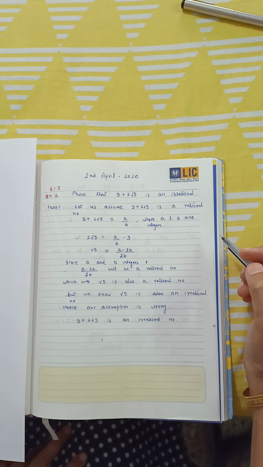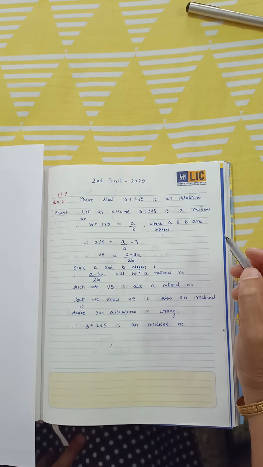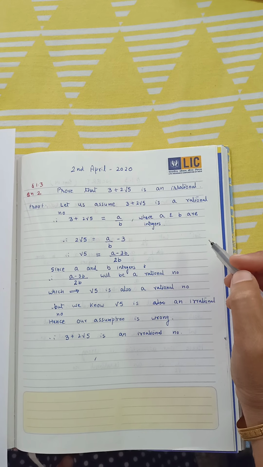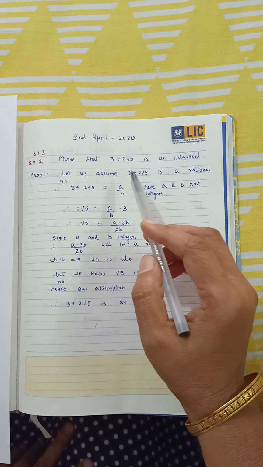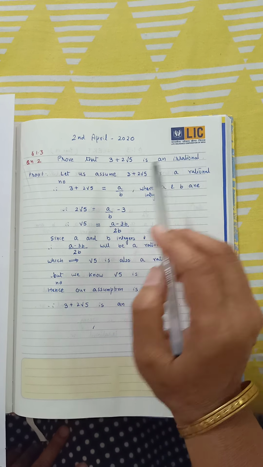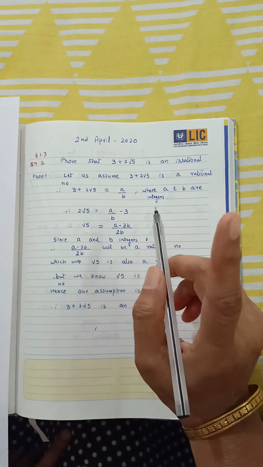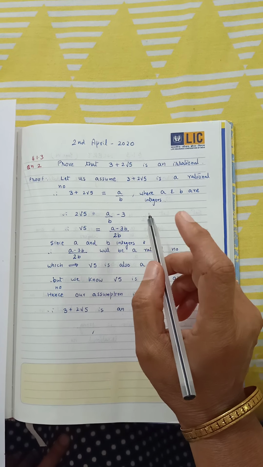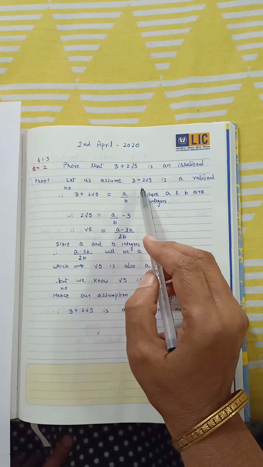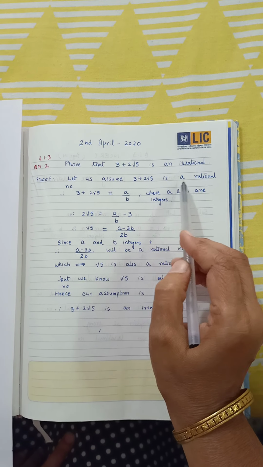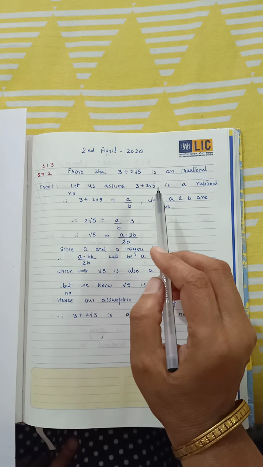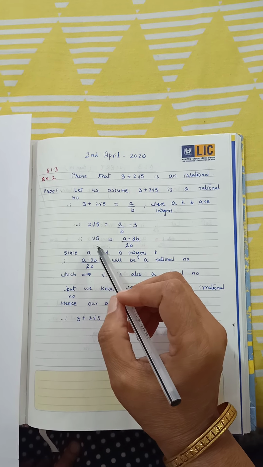Students, yesterday we discussed that root 2 and root 5 are irrational numbers. Today we'll discuss the question that 3 plus 2 root 5 is an irrational number. As you know, a number can be either rational or irrational. So let us assume that 3 plus 2 root 5 is a rational number. Instead of irrational, let us suppose that it is a rational number.